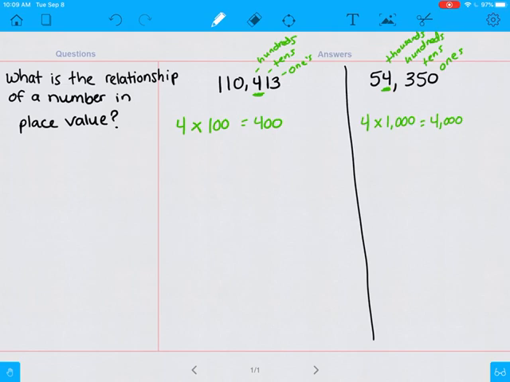So now we can compare the two. The 4 in the number 110,413 is 1/10 the value of the 4 in 54,350. And it makes complete sense. This 4 is one place to the right of this 4. So this 4 right here is one place over than this 4, which means it has a lesser value.